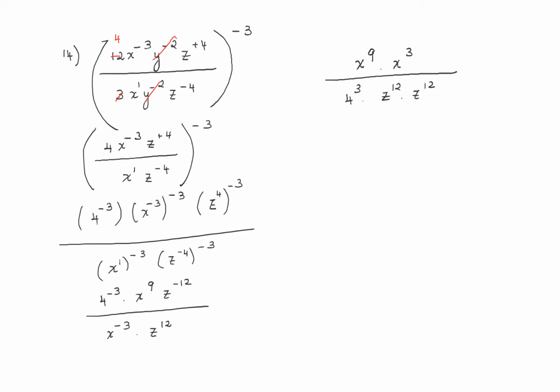Now use the multiplication property. So it's going to be x to the power 12 over 4 cubed, which is 64. And you have to add this z as well, because they have positive powers, so both are going to be positive.